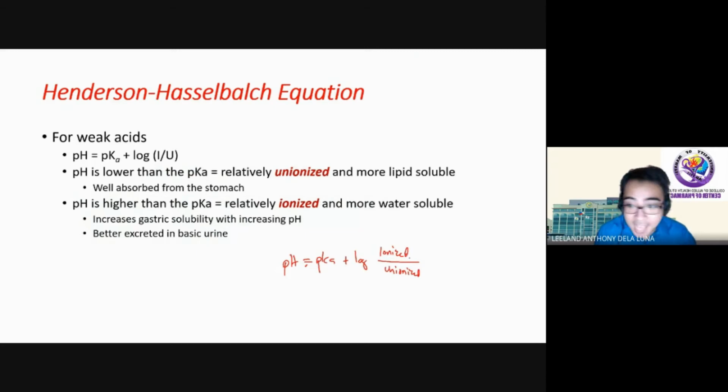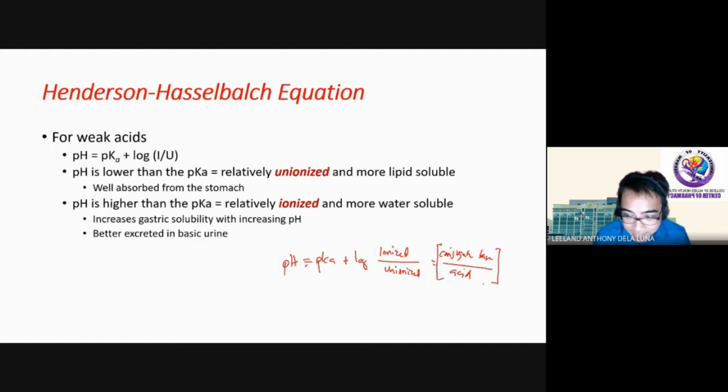Mamaya class, makikita nyo, pag discuss ko to, pag nag-compute tayo ng mga buffers, instead of using ionized class, I'll be using the terms conjugate base and acid. Okay? Pero I'm referring lang class to unionized and ionized at the same time. Pareho lang yun. Alright? Kaya ko lang siya papalitan mamaya class. Ini-inform ko na kayo mamaya. Pag nag-start na ako mag-discuss ng buffer, okay, ito yung mga ilalagay kong terms.